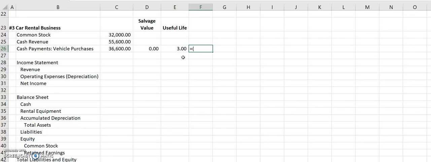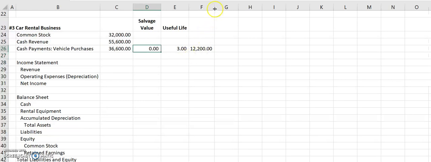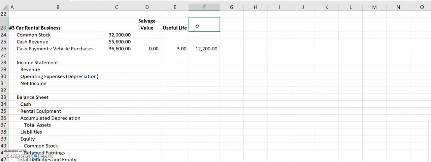So again, I'll take the cost of those items, those vehicles, subtract its salvage value, and divide that cost that's left over its useful life. So 1 year's depreciation will be equal to $12,200. Okay. So again, it's the total cost, subtracting its salvage value, and dividing it out over its useful life, the cost that remains.